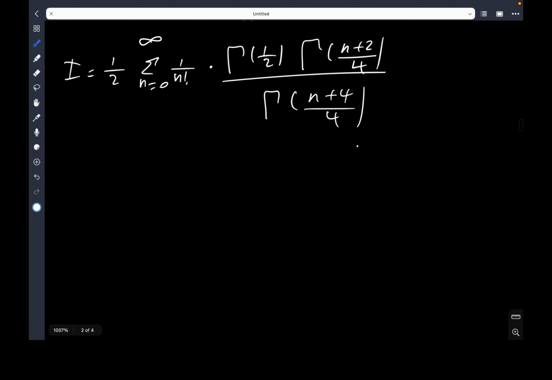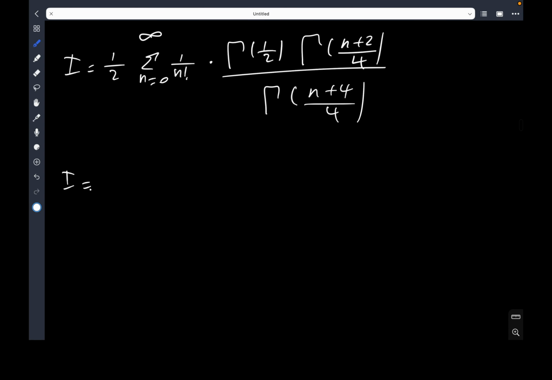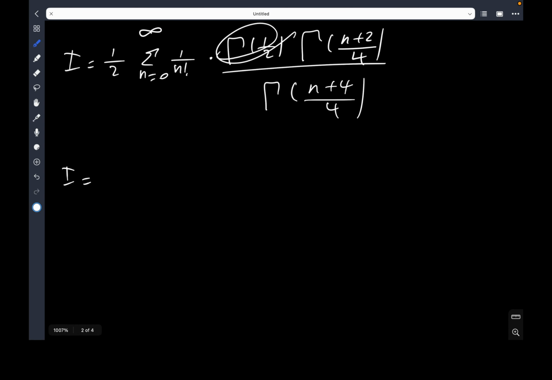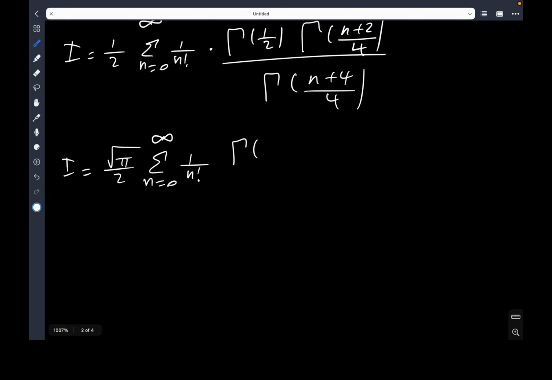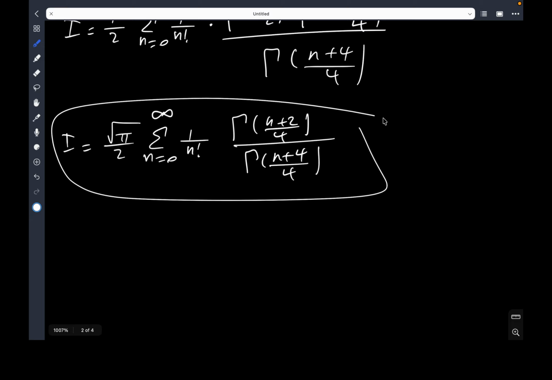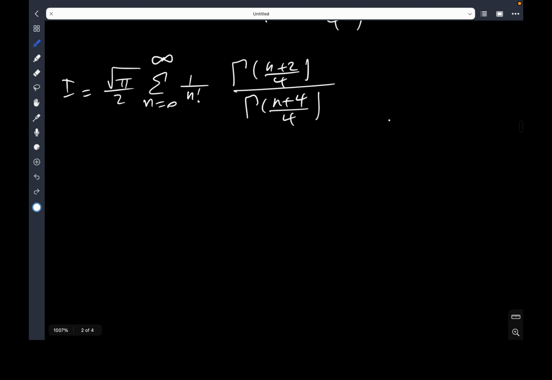Now, gamma of half is root pi, thus I'm gonna write root pi here, and I can factor it out of the infinite sum, so it's root pi over 2. The infinite sum from 0 to infinity of 1 over n factorial, gamma of n plus 2 over 4, over gamma of n plus 4 over 4. And that is the final form of our integral, which is an infinite sum involving gamma functions.